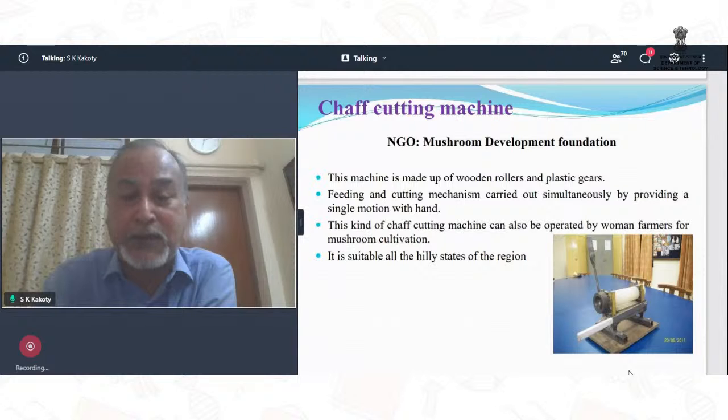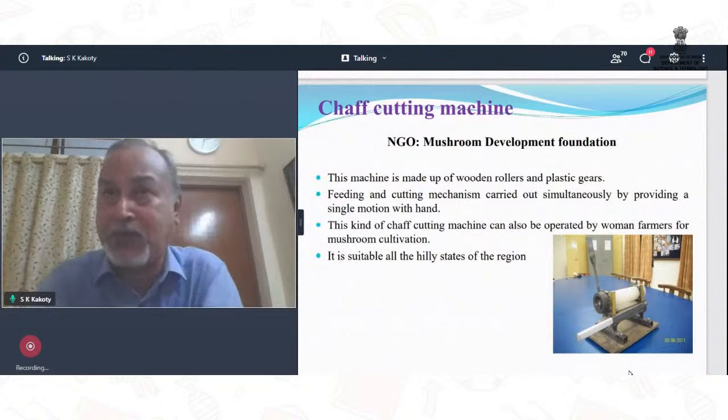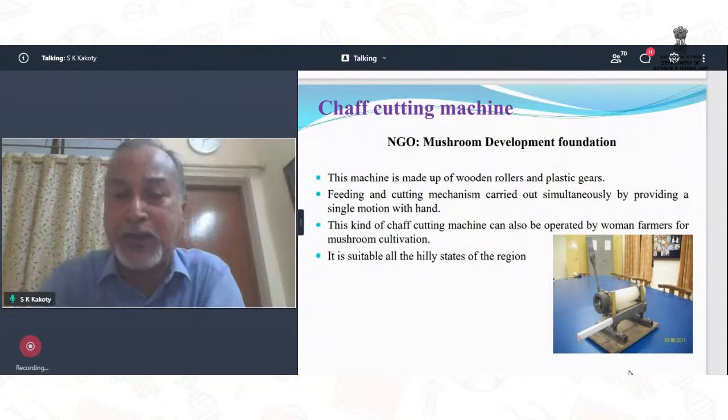Chef cutters are used particularly by mushroom growers, and there are chef cutters available in the market. These are very large, costly, and very maintenance prone. Actually, a lot of maintenance issues are there. So that is how we have come up with a tabletop chef cutting machine. This is a very small one.